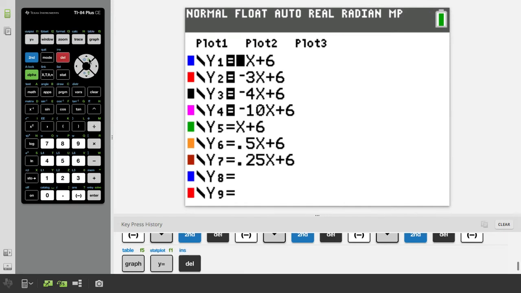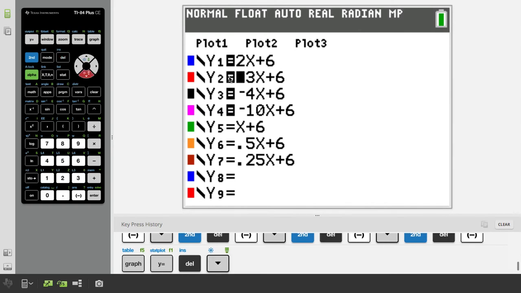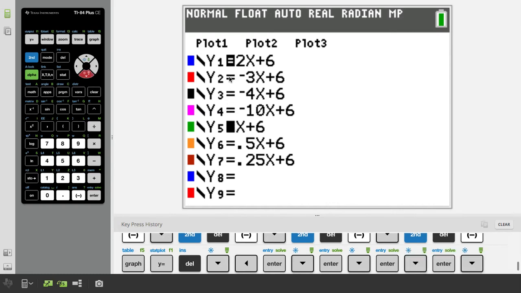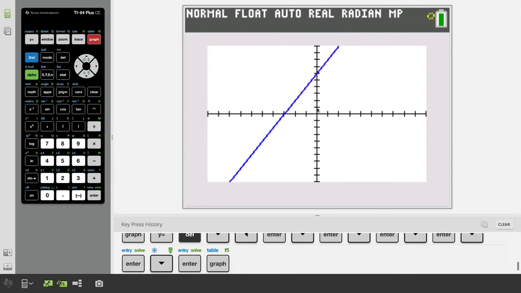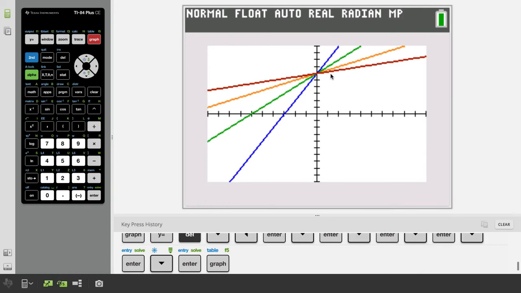Okay, so let's go back again. I'm going to get rid of that negative, and we're going to turn off all of these other equations, and I'm going to turn on the ones that are smaller. So notice how my slope is going 2, 1, 0.5, 0.25. Let's graph it. Okay, here's my original one. Smaller slope, so look, it's getting less steep, less steep, less steep. All right, so it looks like whenever I bring my slope below 1, it gets less steep and it gets closer to being perfectly level.